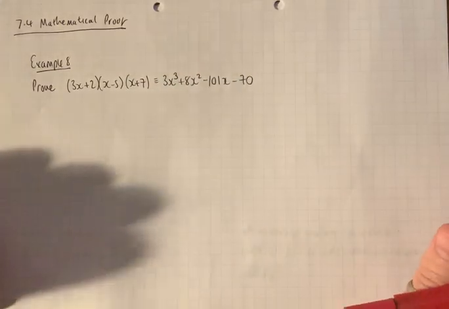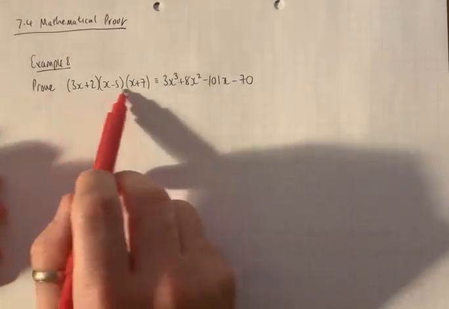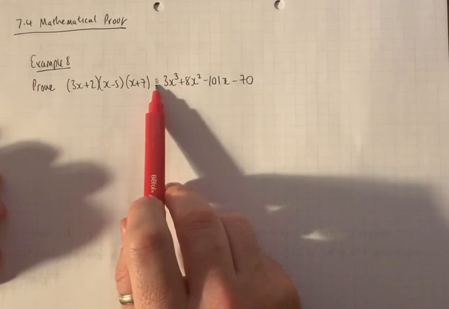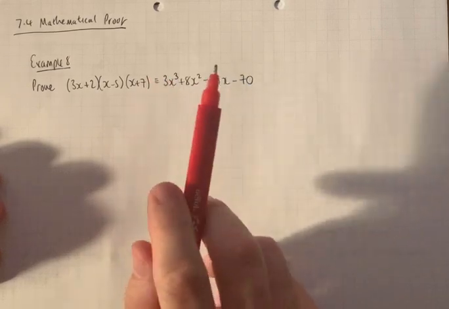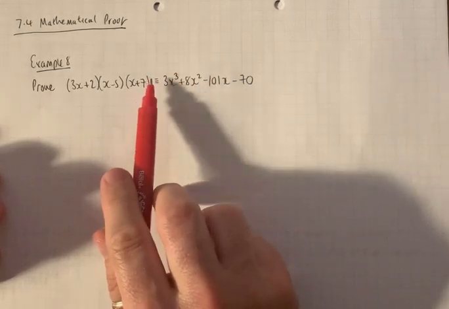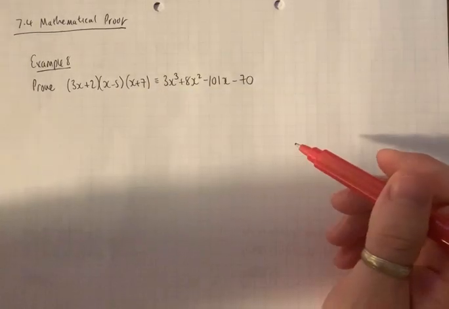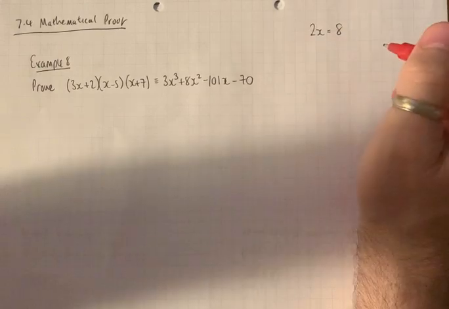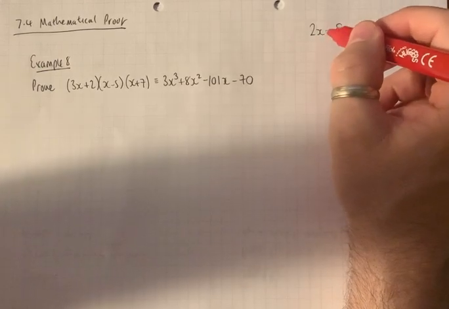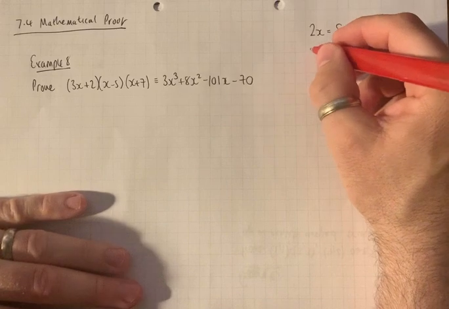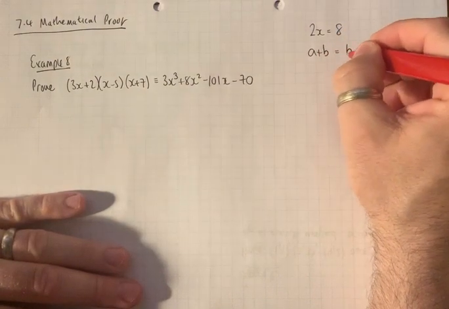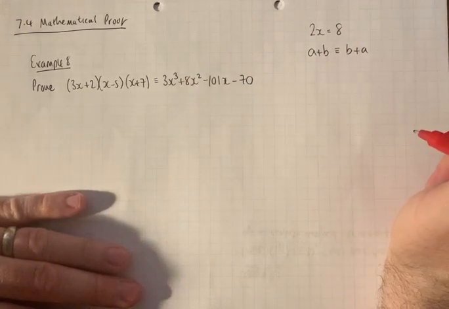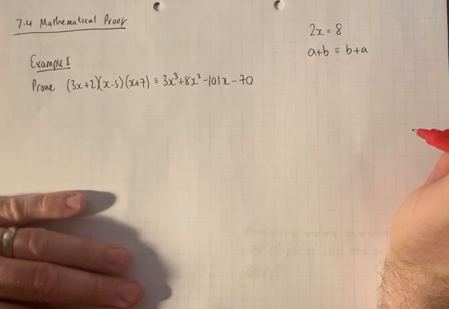Okay, so if you look at example 8, we need to prove that this equals this. Now you might notice that symbol isn't a straightforward 2 lines equal sign, it's got 3 lines. Now that symbol means identically equal to. So the difference between equal to and identically equal to: for example, if you say 2x equals 8, well that's only true if x equals 4. Whereas if we said a plus b equals b plus a, well that's always true, it's always identical. So you'd use the 3 lines to show that it's always true.